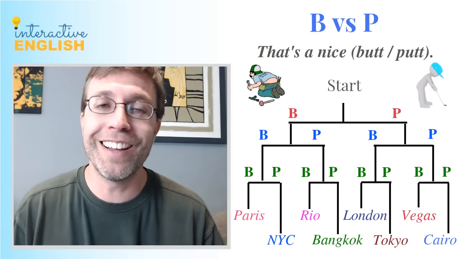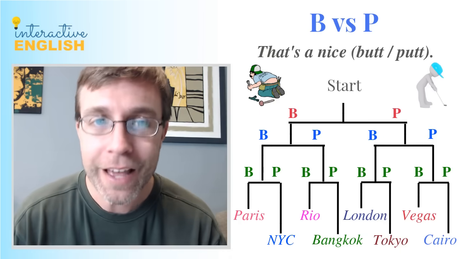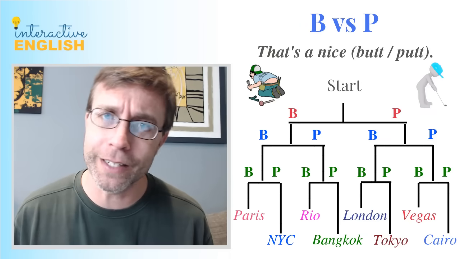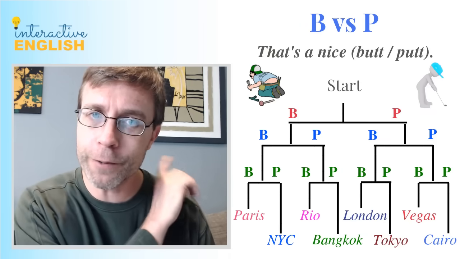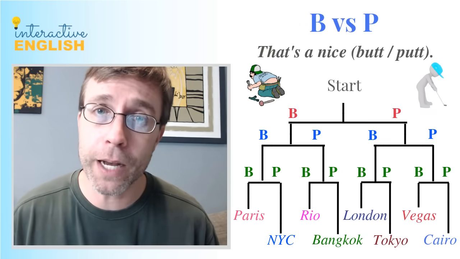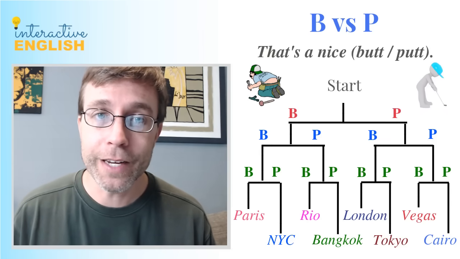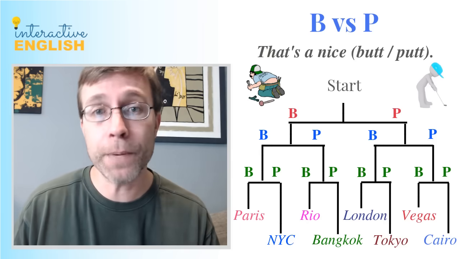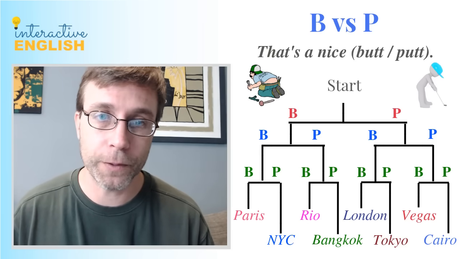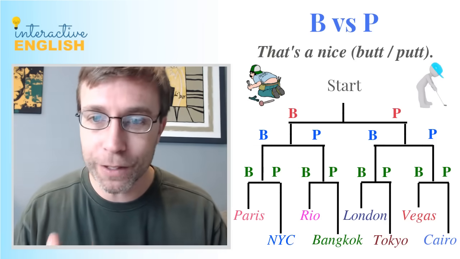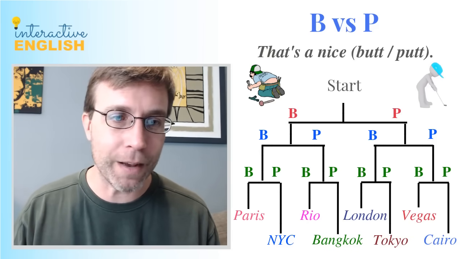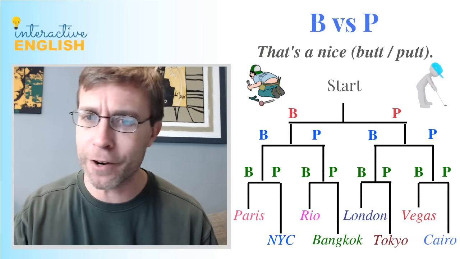So I'm either going to say with the B, that's a nice butt, like my picture up there. Or, like the golfer over there in the corner, that's a nice putt. I could say, that's a nice butt. Or the P, that's a nice putt. So now that you've heard it a couple of times, let's do this and we'll see where somebody ends up. Wait, somebody's already in Vegas? Wait, we haven't started yet.